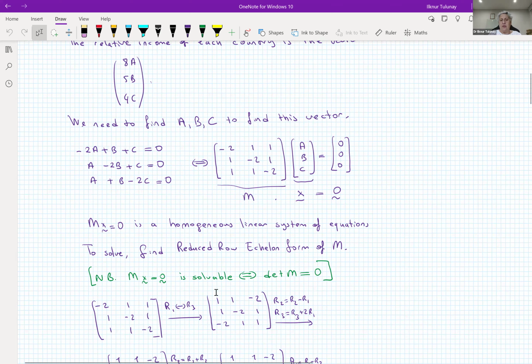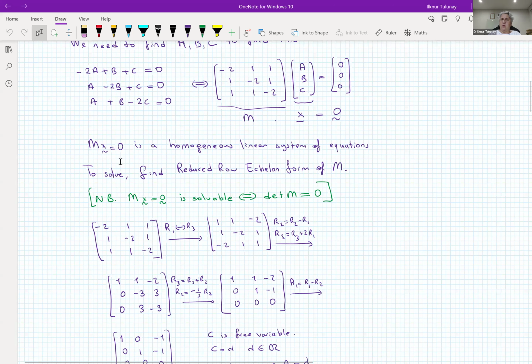And this is solvable if and only if the determinant is equal to 0. This is a criterion. I'm not going to prove this fact, but I would like to remind you. This is an important fact. If your linear system of equations is homogeneous, then it is solvable if and only if the determinant of the coefficient matrix is 0. This is a well-known fact. Please remind yourself.